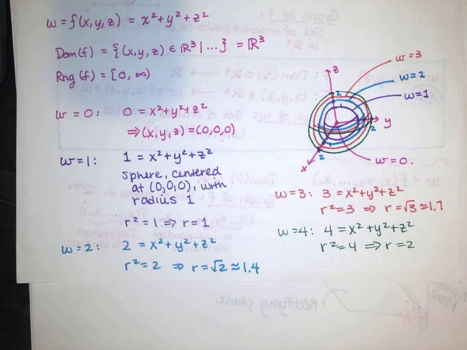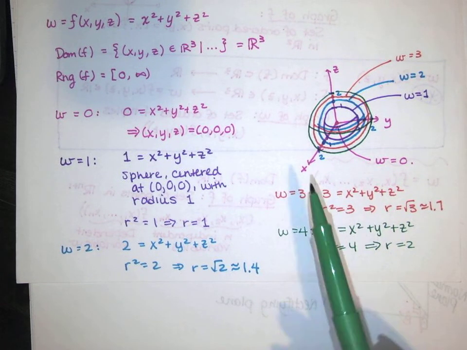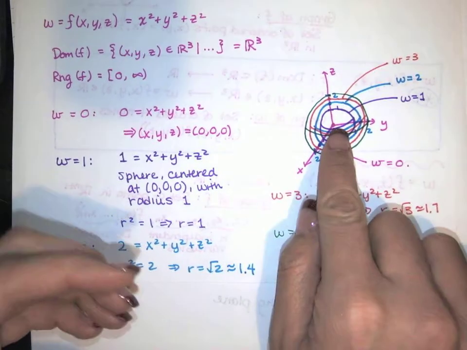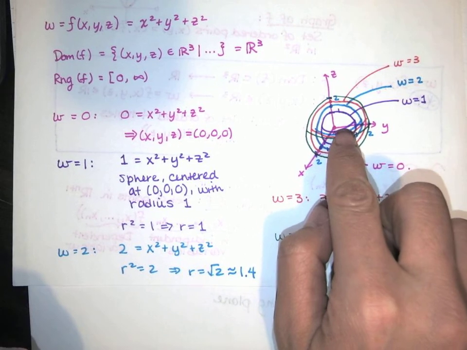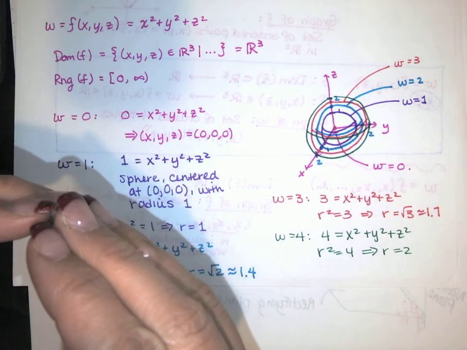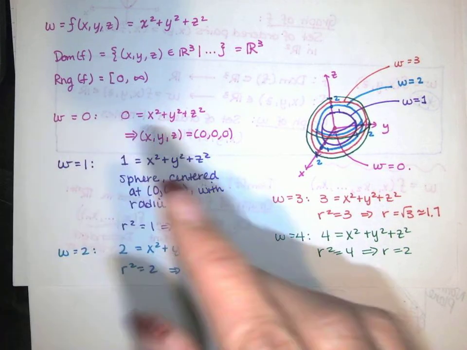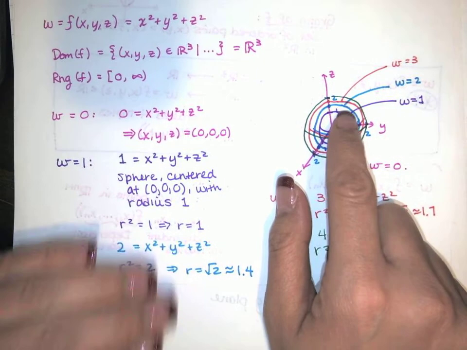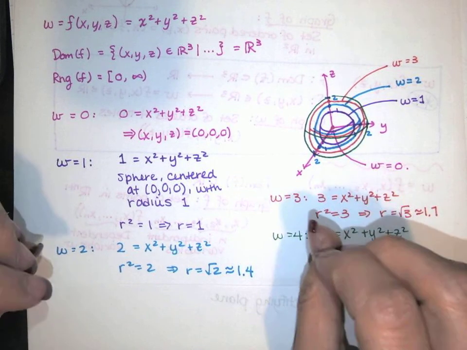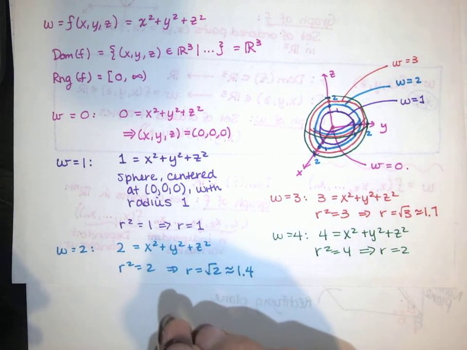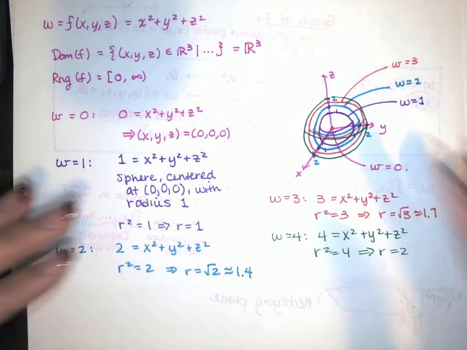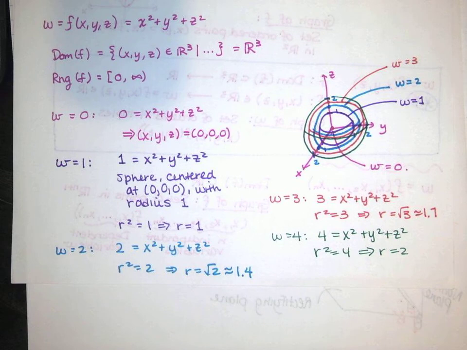But the way you want to think about it is you want to think of this as a sphere that's changing. When w equals 0, we're right here. As w goes between 0 and 1, we start from this single point at the origin, and that sphere starts to expand. It goes all the way out to 1. And then as w goes from 1 to 2, we don't get a sphere of radius 2, we get a sphere of radius square root of 2. And as w goes from 2 to 3, we don't get a sphere of radius 3, but we get a sphere of radius square root of 3. And then when w equals 4, we have a sphere of radius square root of 4, or 2.